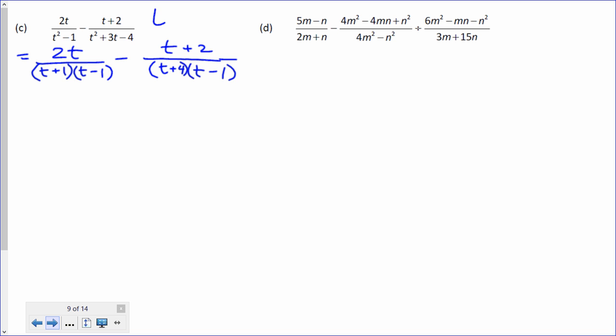Just to prove to you that you can do it now versus later, what is t not allowed to be? 1, negative 1, negative 4. So negative 4, negative 1, 1? Yeah. Okay, good.